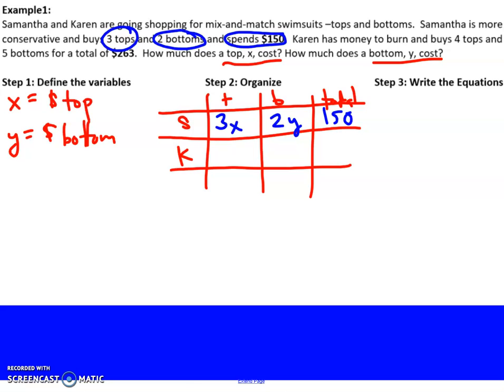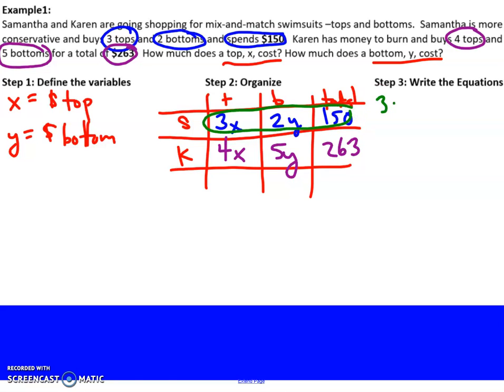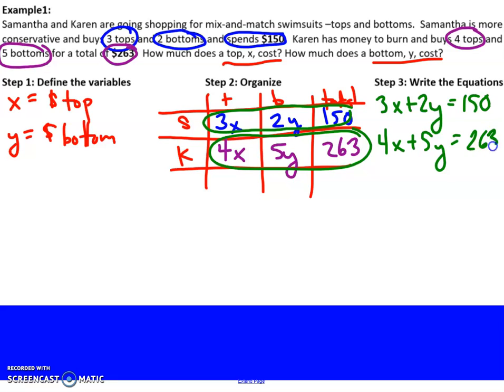Okay? Then we're going to look at what Karen did. Well, Karen spent $263. And what did she spend it on? She spent it on 4 tops, so 4 times the cost of a top, and then 5 bottoms, 5 times the cost of each bottom. Once I've organized it, my equations are right there in front of me. So it's going to be this row: 3x plus 2y equals 150. And I'm going to have that bottom row, 4x plus 5y equals 263.